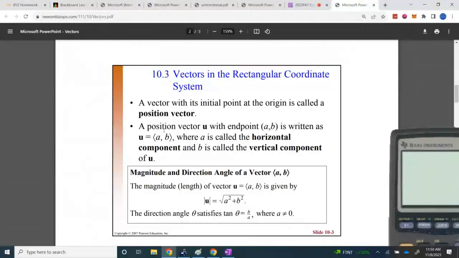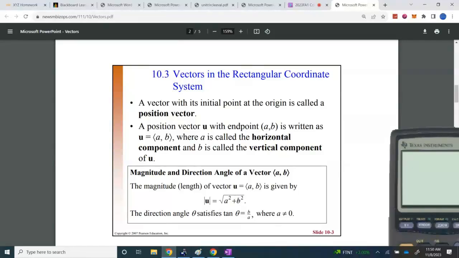So we call them position vectors. A position vector u with endpoints a, b is written as a boldface u, and is written with the angle brackets a comma b. So anytime you see coordinates given with an angle bracket, that represents a vector. a is called the horizontal component. b is called the vertical component. So we have a horizontal component for our vector and a vertical component for our vector.